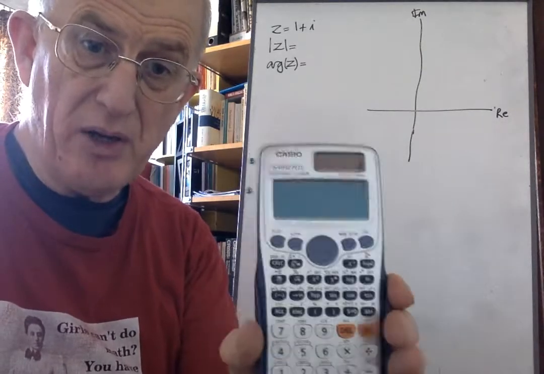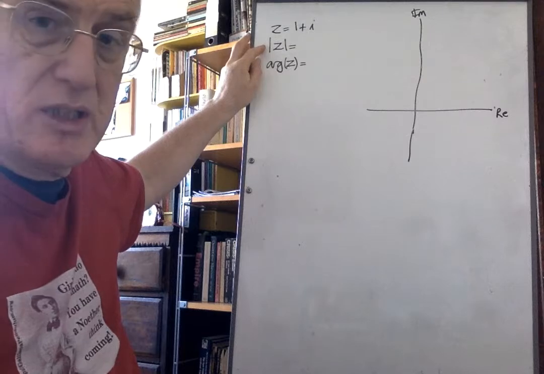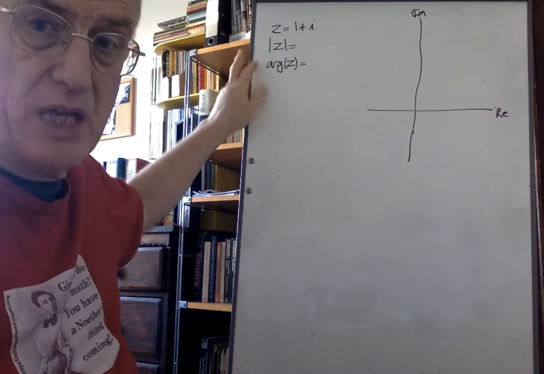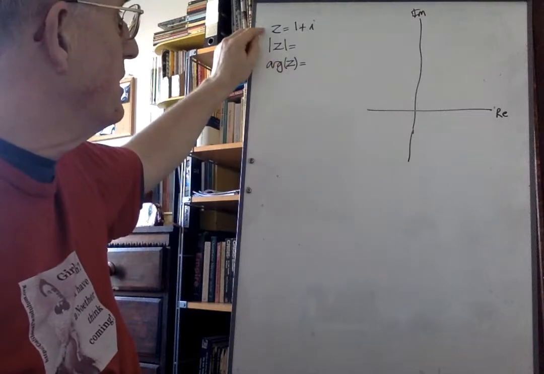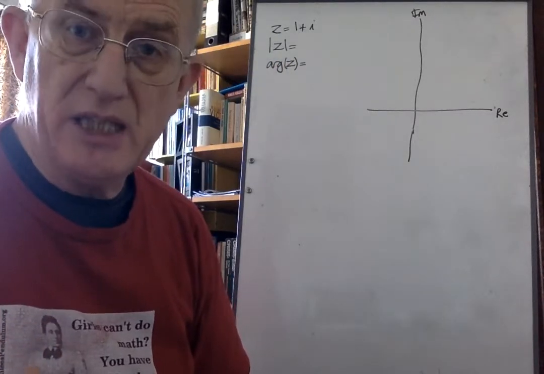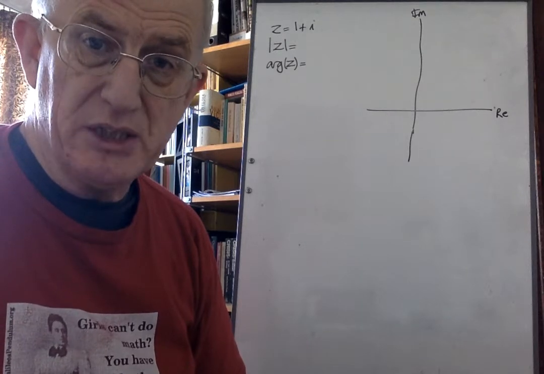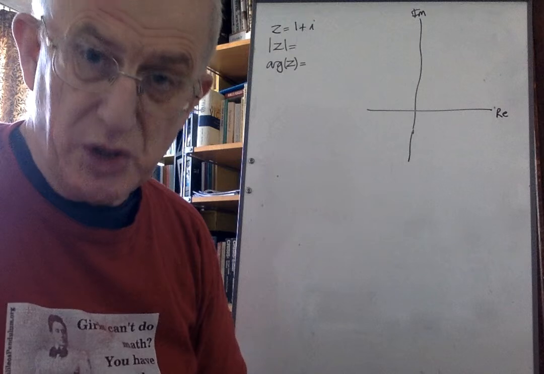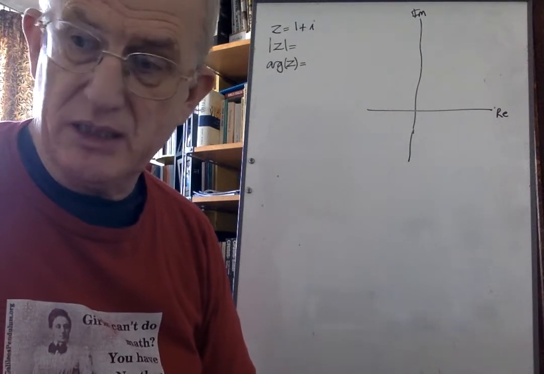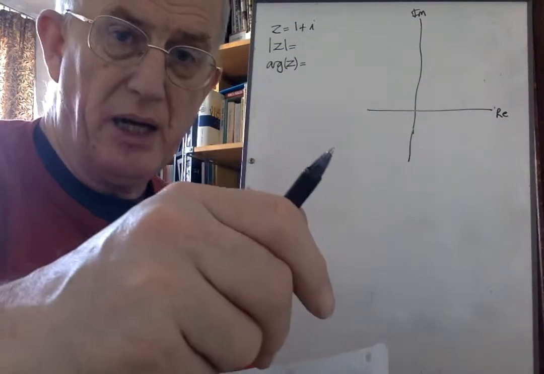Hi, this video is about using your calculator to work out modulus of z and argument of z for complex numbers. So I'm going to do it by looking at an example, which is z equals 1 plus i. I'm going to show you how it works in a diagram and then show two different ways of doing it on the calculator. Please have your calculator with you and a bit of paper and a pen.